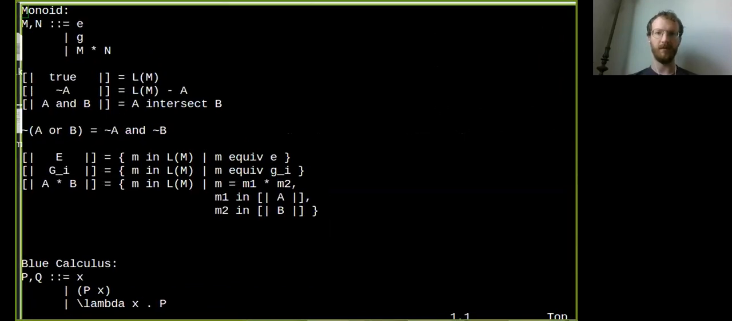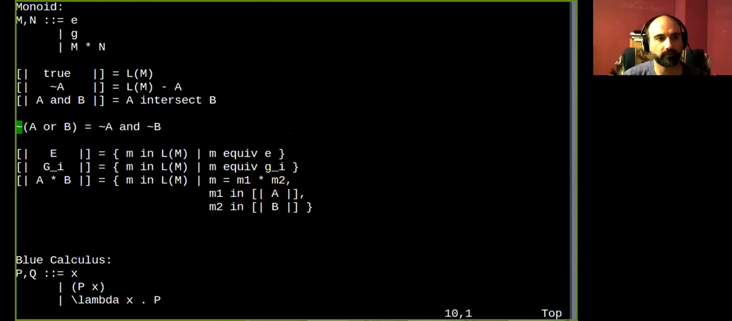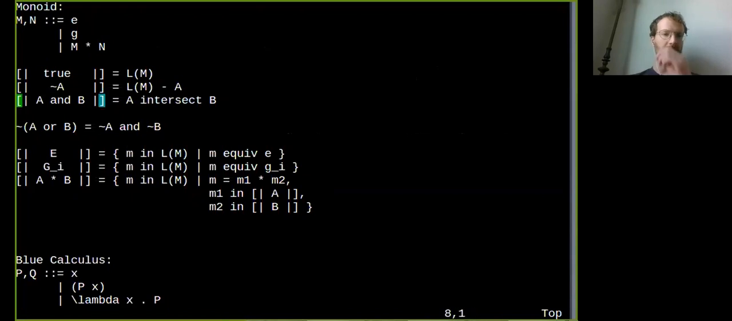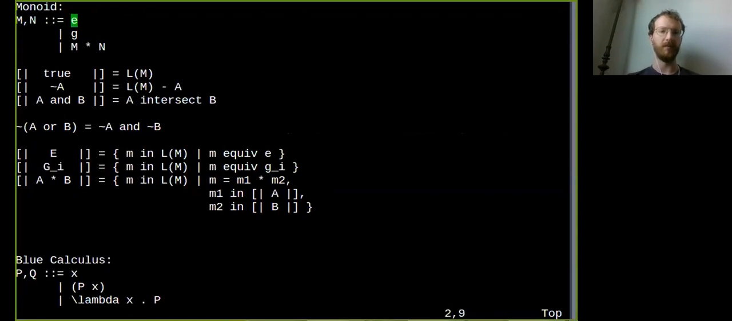All right, cool. So are you seeing my screen now? Yeah, I see. Okay, so up here we have the language for the monoid, and for our language for a monoid, we can either have the identity element, or we can have one of our generator elements, or we can take two elements and have this binary operation between them to get another element.